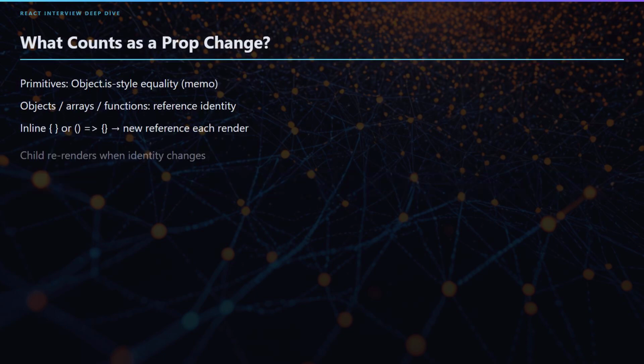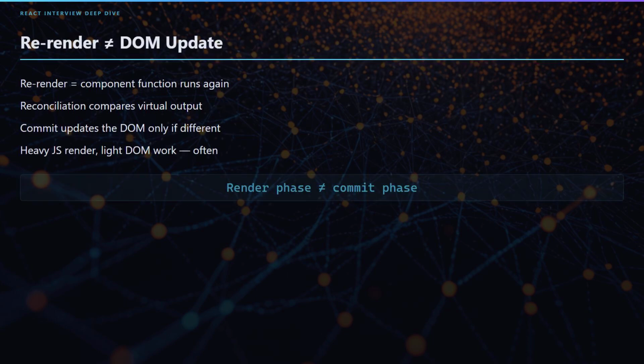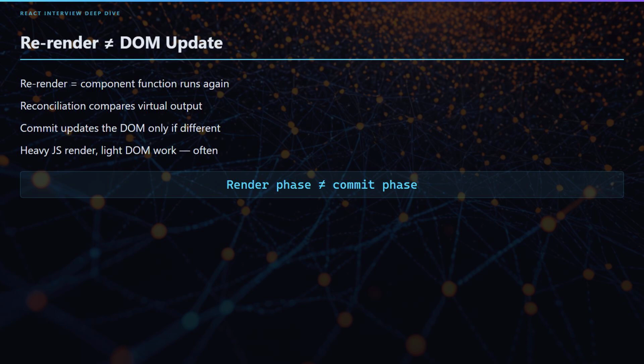So what counts as a prop change? For primitives, memo style checks use value semantics via Object.is. For objects, arrays, and functions, reference identity matters. A fresh inline object or inline handler on every parent render is a new reference, so the child treats props as changed and re-renders. A re-render just means the function runs again to produce a new description of the UI.